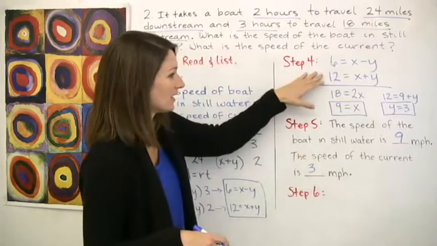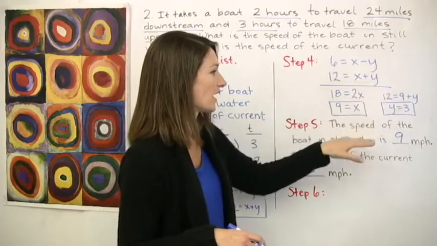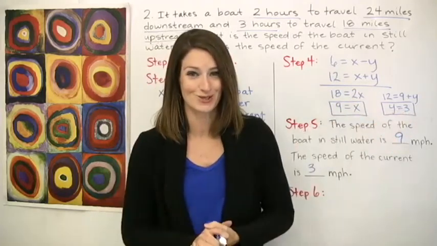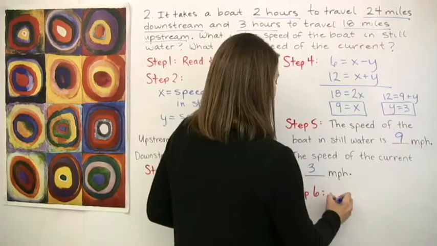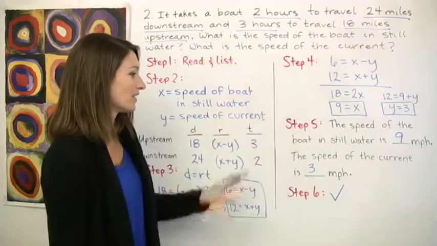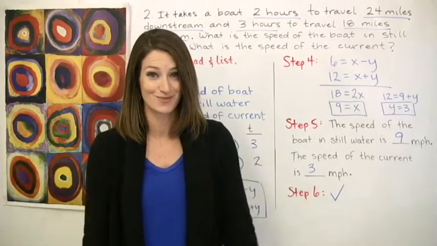We can also look again at this equation, our second equation here. 12 is equal to x plus y. If we have 12 is equal to 9 plus 3, we know 9 plus 3 is 12, and that checks as well. So our solutions are accurate for this problem here. So as you can see, the blueprint is a very good tool for helping you work through application problems using systems of equations.